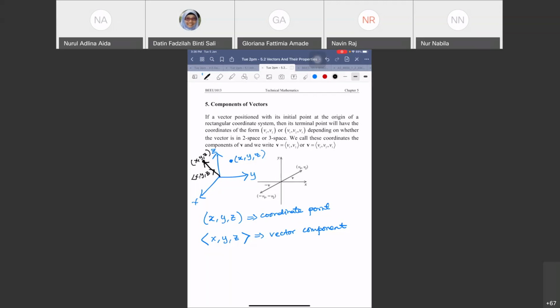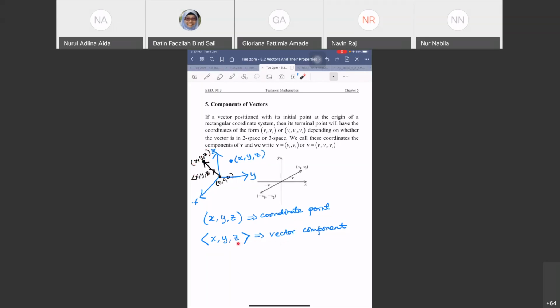So if it's a position vector, the initial point is 0, 0, 0. That's when the vector component will be similar to this point. This is the representation of its component, but it also has this point as its terminal point. So the numbers inside are more or less the same, except this is one type of bracket and this is the other type of bracket, when it comes to position vector. But if it's a free vector, where the initial point is not at the origin, then it will be different.